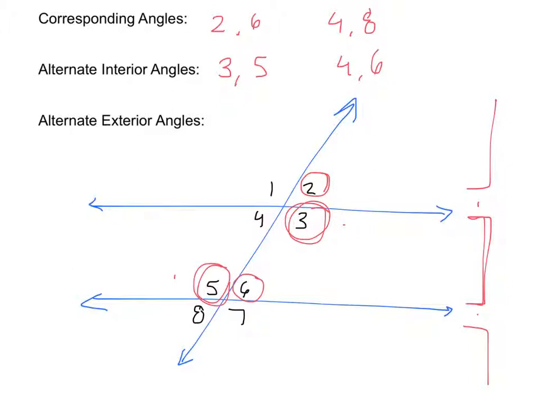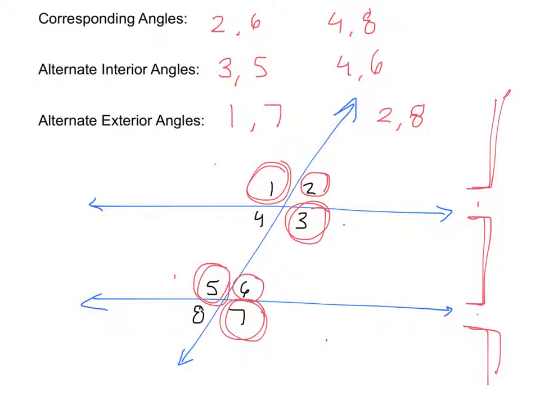Alternate exterior angles, you might be able to guess, are angles such as 1 and 7 that are alternate, on different sides, and they're on the outside, the exterior. So 1 and 7, or 2 and 8.